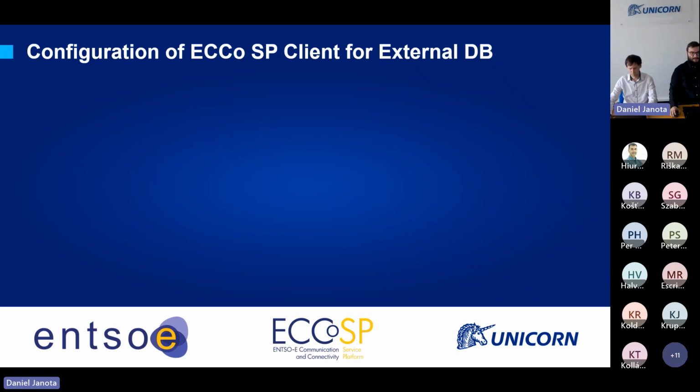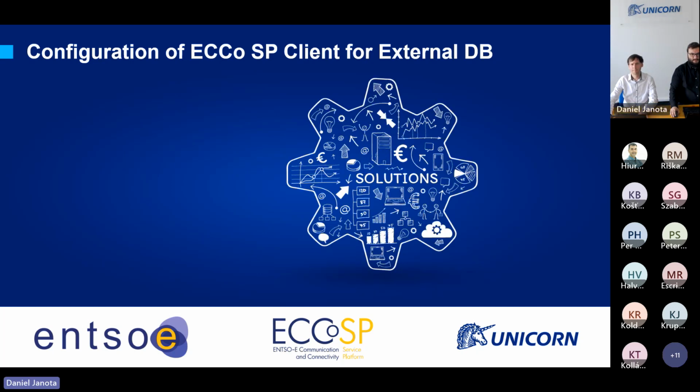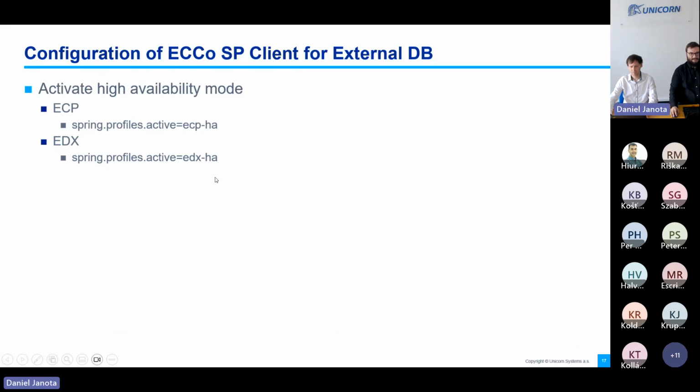So let's start with the configuration of ECP client for usage of external database. The first step is setting the Spring Profiles active property to ECP-HA or EDX-HA. This will change the mode to use the external database. By default, there is ECP-non-HA, and if you leave it with non-HA, the default embedded Derby database will be created after the initial startup. So if you want to use the external database, you would need to change this property. This is also a common mistake. It's really easy to miss or forget to change this, and then it makes problems.